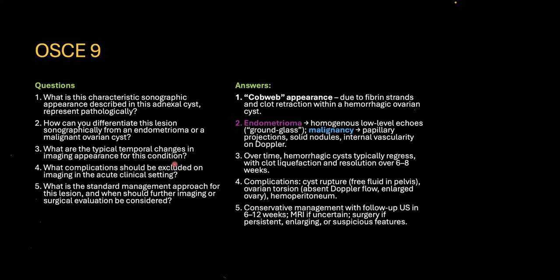So, what are the typical temporal changes? So, over time, a hemorrhagic cyst will regress with clot liquefaction and resolution over 6 to 8 weeks, whereas endometrioma won't. So, what complications should be excluded on imaging in the acute clinical setting? Complications such as cyst rupture, where we'll find free fluid in the pelvis, ovarian torsion, and hemoperitoneum. What is the standard management approach for this lesion? So conservative management with follow-up ultrasound at 6 to 12 weeks and MRI if uncertain, surgery if persistent, enlarging, or with suspicious features.